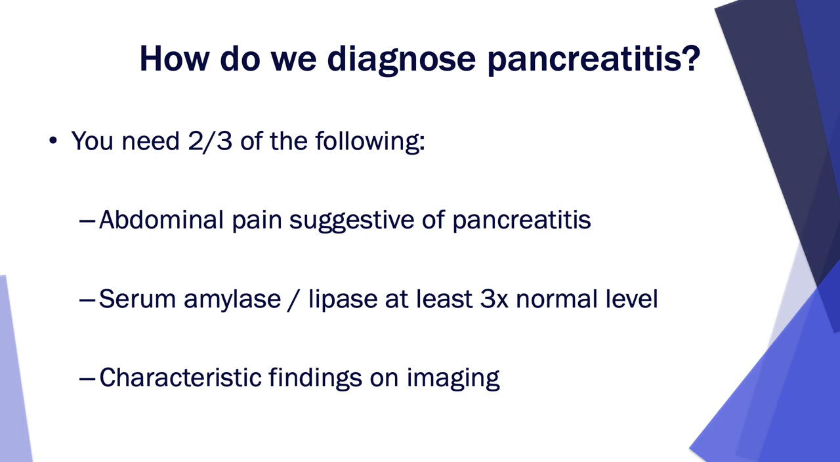How do we diagnose pancreatitis? So to diagnose pancreatitis, you need 2 out of the 3 of the following points. Abdominal pain suggestive of pancreatitis, so this will be tender in the epigastric region. A serum amylase or lipase at least 3 times the normal level, and then characteristic findings on imaging.